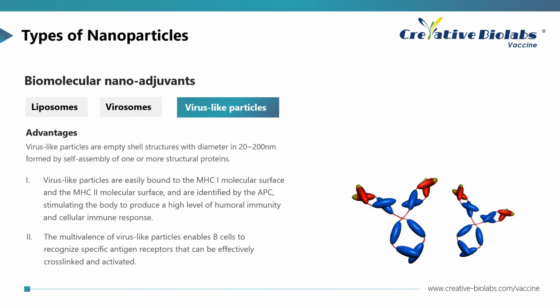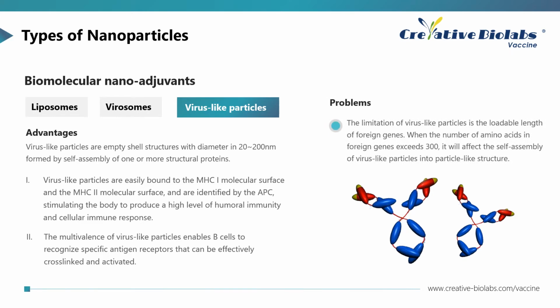stimulating the body to produce a high level of humoral and cellular immune response. In addition, the multivalence of virus-like particles enables B cells to recognize specific antigen receptors that can be effectively cross-linked and activated. However, the limitation of virus-like particles is the loadable length of foreign genes.